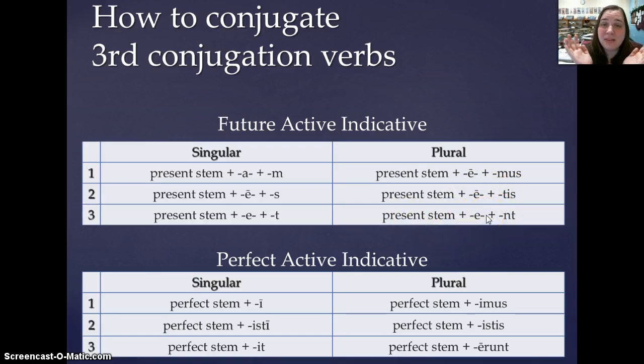And the great thing about the perfect tense, as I told you before, is that the perfect tense is completely regular. Third conjugation verbs may have a slightly different pattern in the present system, the present and the future, but for the perfect, it is absolutely regular. So perfect stem plus I, isti, it, imus, istis, erunt. Easy peasy. So let's look at an example of a third conjugation verb.